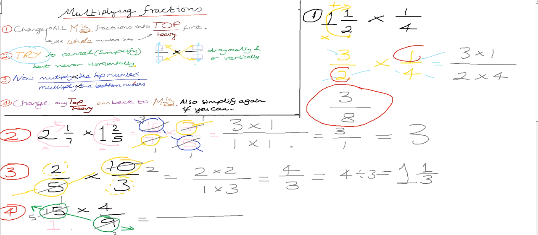We've done step 1, changing whole numbers to top heavy, and we've done step 2, cancelling. Now we have to do step 3: multiply top numbers together and bottom numbers together. So what are the top numbers? 5 times 4. Okay.